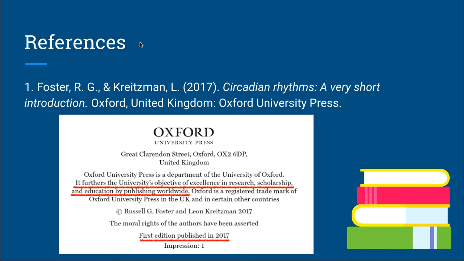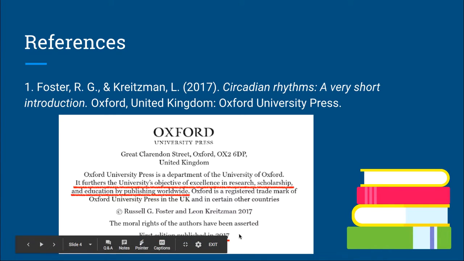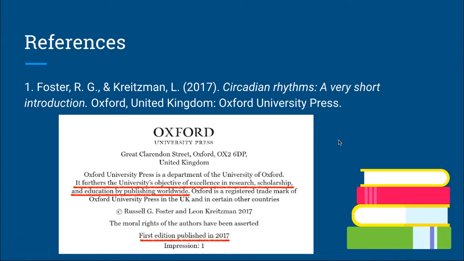So I list 3 main references I used in this presentation. The first one is a book named Circadian Rhythms: A Very Short Introduction. It's credible because it's published recently and it's published by Oxford University Press, which is a really authoritative press. And I will use the definition of circadian rhythm from this resource.